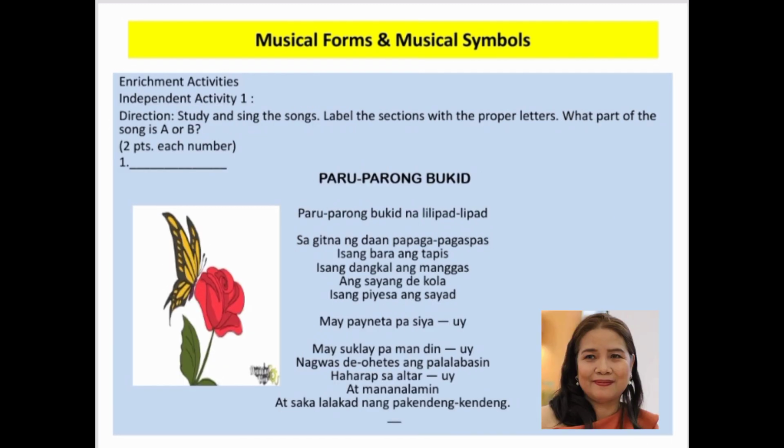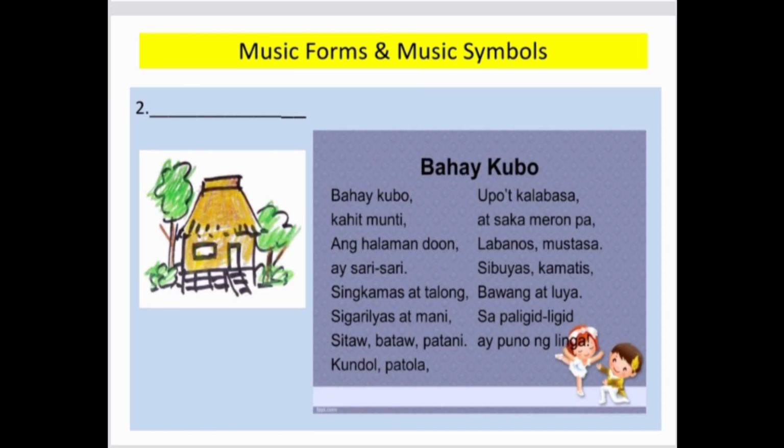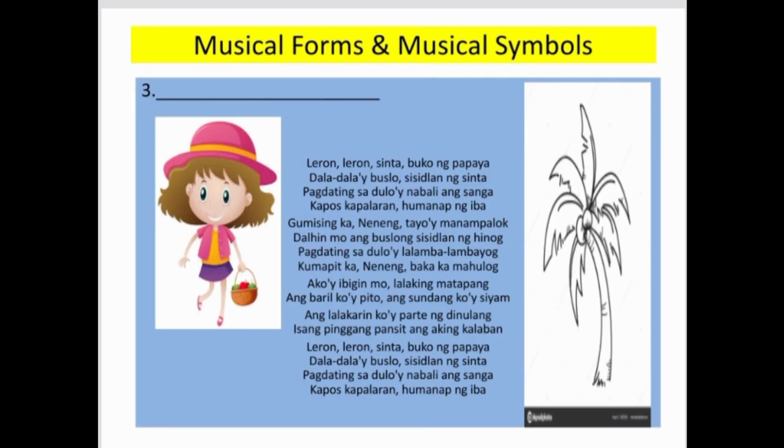Enrichment activities. Independent activity 1. Direction. Study and sing the songs. Label the sections with the proper letters. What part of the song is A and what part of the song is B? We have 2 points in each number. Number 1 song, Paru-Parong Bukid. Number 2, we have Bahay Kubo. And then number 3, we have Liron-Liron Sinta.